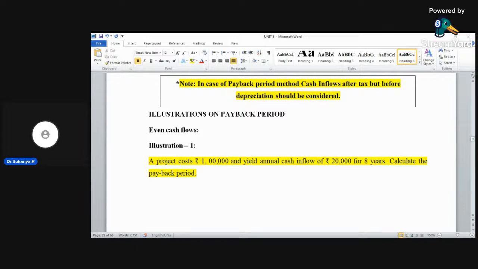So in the morning class, I was telling you about the various techniques of capital budgeting. I told you that we have the traditional techniques and the modern techniques of capital budgeting. Under the traditional techniques, we have payback period and average rate of return method. With regard to the modern techniques, we have the internal rate of return method, profitability index method, and the NPV method.